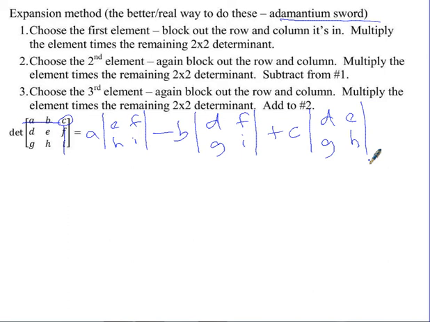Okay? Now, you have 3 2 by 2 determinants, which we just blew through in like 41 seconds, like 5 minutes ago. These are easy, easy, easy. Find the determinant, multiply that times that number. Find the determinant, multiply it by that number. Find the determinant, multiply by that number. Take care of that addition, and you're done. It's way easier, actually, than the diagonal method.